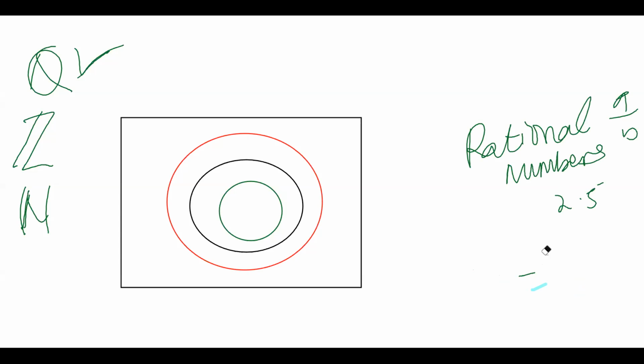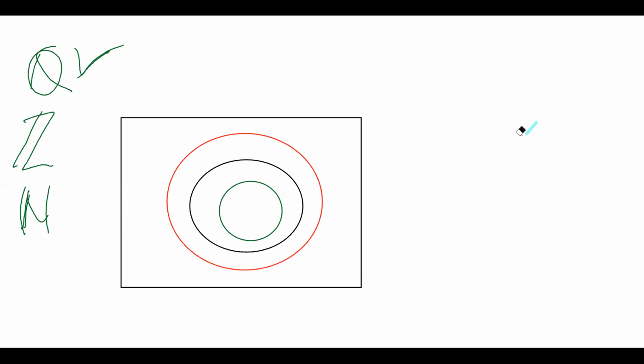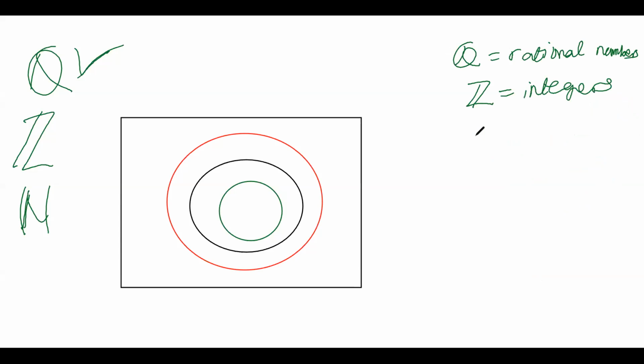What about Z? Does anybody know? Someone else, not Elsin again. All integers, that have positive and negatives. Yeah, good, all integers. So this is rational numbers, and this is integers. And integers are positive and negative whole numbers, including 0.